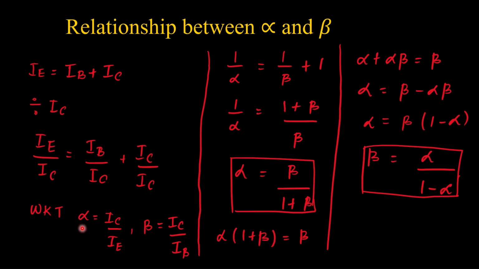We know that alpha is IC/IE and beta is IC/IB. Substituting, I get 1/alpha = 1/beta + 1. Taking the LCM, it is (1 + beta)/beta. I need alpha, so reciprocating, alpha = beta/(1 + beta). This is the relationship between alpha and beta. To find beta, cross multiply, bring every beta to one side and alpha to the other side, and you'll get this. I hope I've written everything step by step for you to understand it.